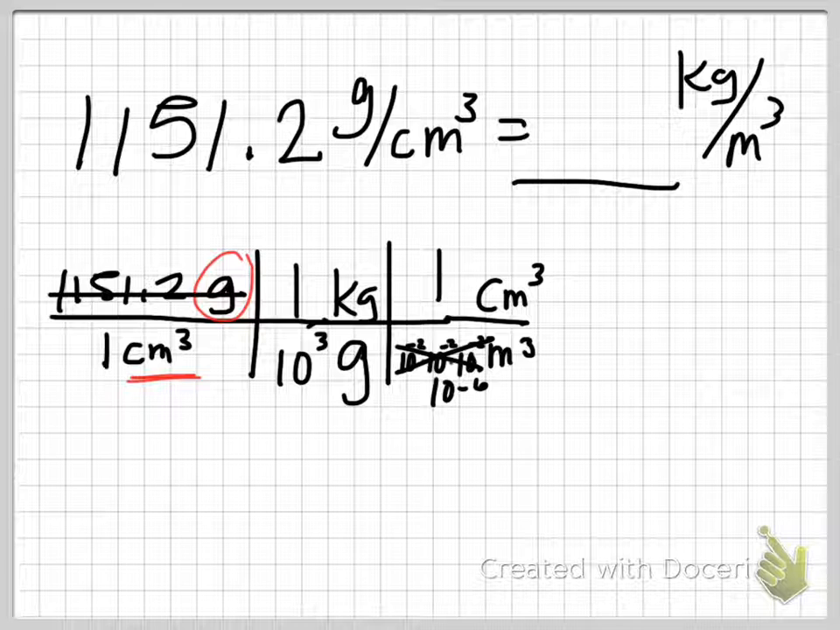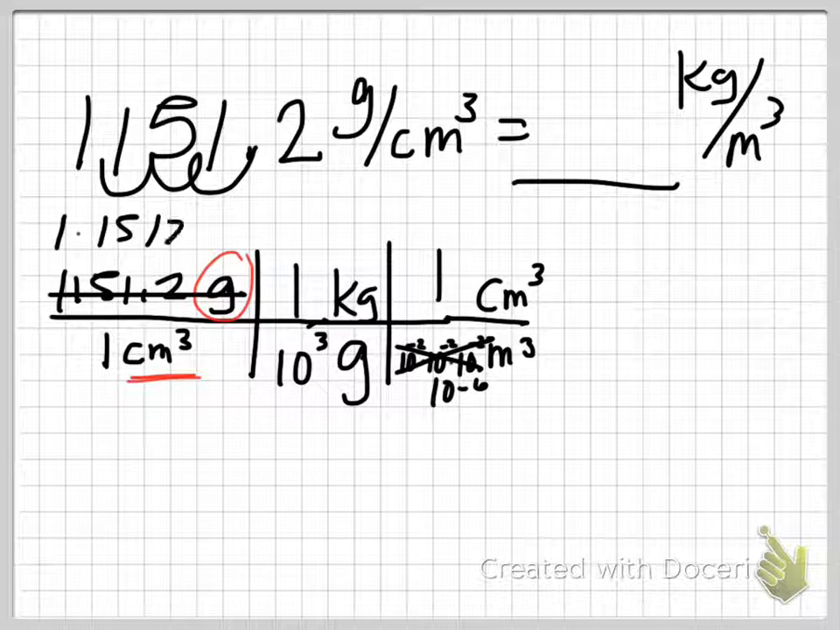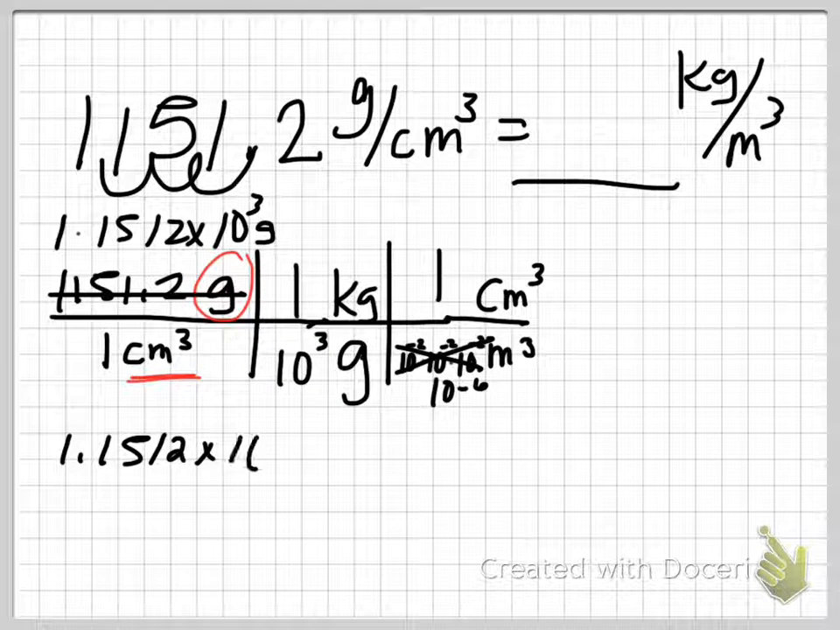Okay. That gives me 1.1512 times 10 to the third grams. I'm going to go ahead and do the math. 1.1512 times 10 to the third. I have no powers of 10 on the top. So -3, I got that one. Whoops. Minus -6. Note that I wrote the minus -6 because that's one more trap. If I forget to do that, I generally screw it up.